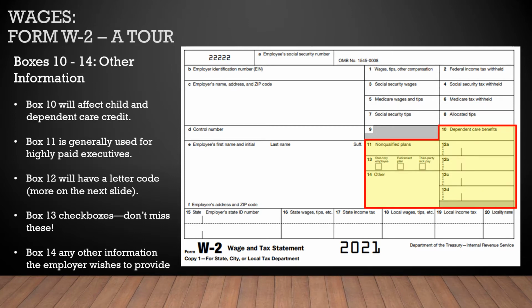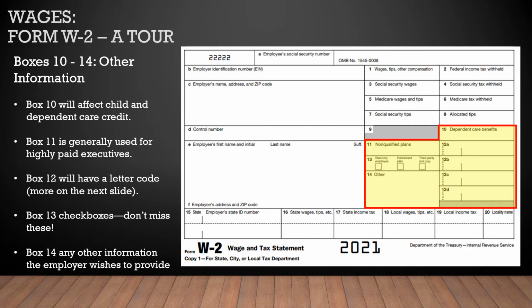Boxes 10 through 14 have some other types of information. Box 10 is dependent care benefits, and that will be important, particularly if our taxpayer is wanting to claim child and dependent care credit. Any amount in box 10 will affect how much they are able to claim on that credit. Box 11, we probably aren't going to see a lot of in our program. It's generally used for highly paid executives for their retirement plans.